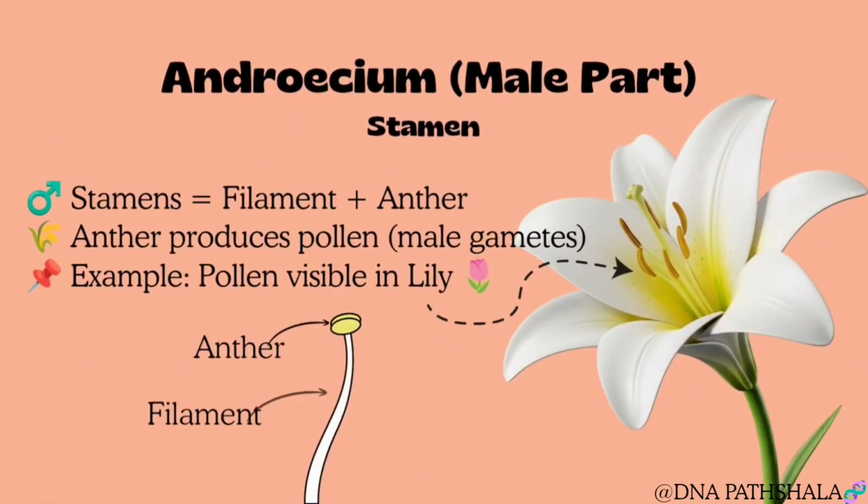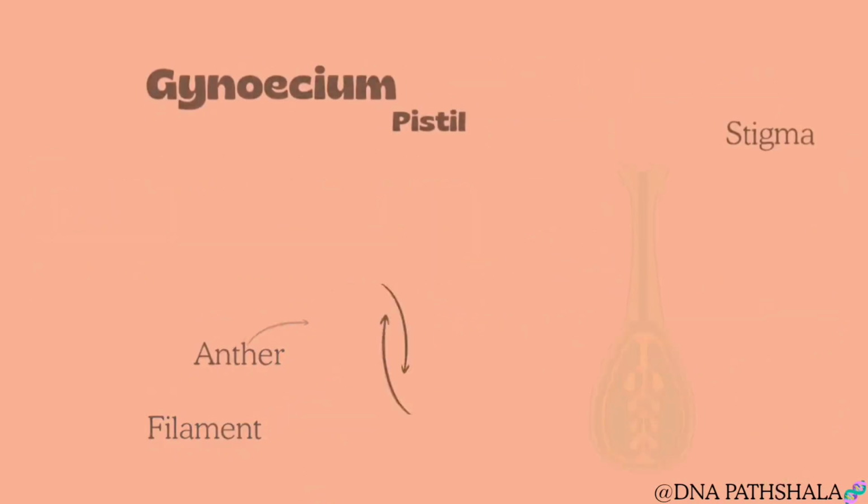Next is Androecium, the male reproductive part of the flower. It is made up of stamens, and each stamen has two parts, a filament and an anther. The anther produces pollen grains, which are the male gametes. You can actually clearly see this in a lily flower. The yellow powder on the tips is pollen.